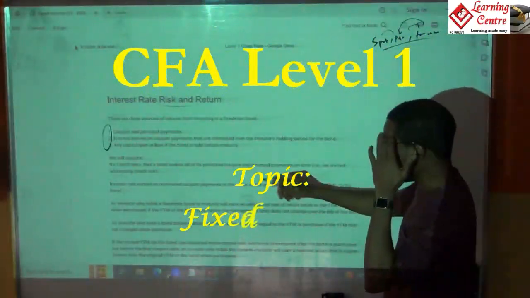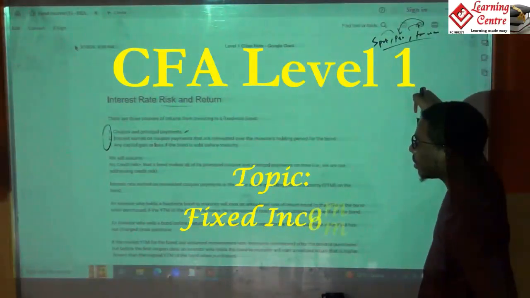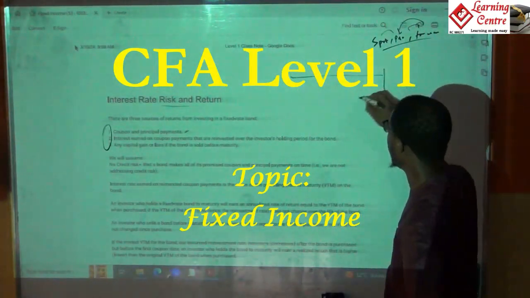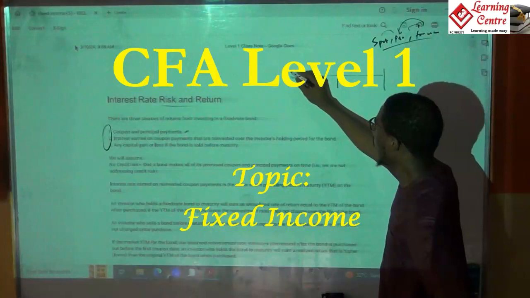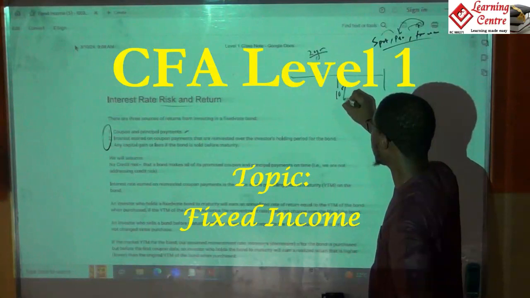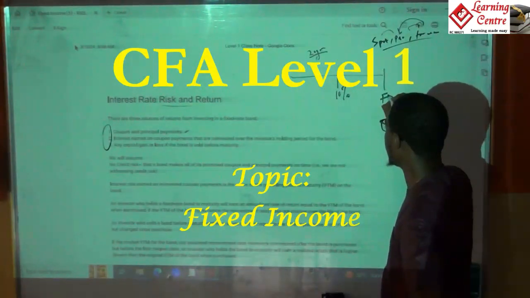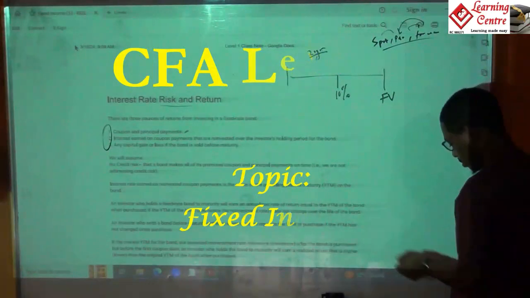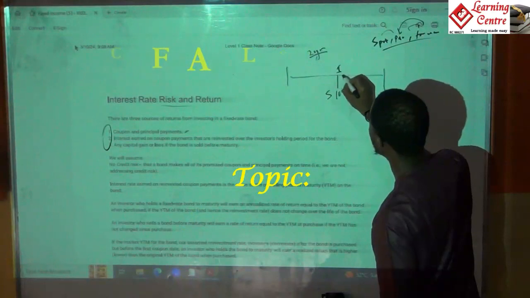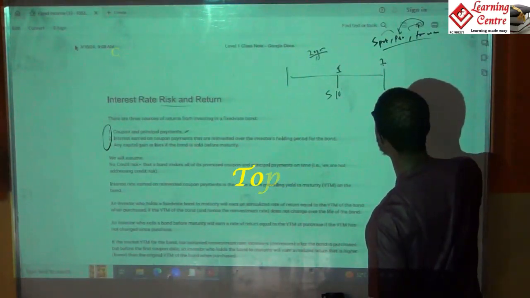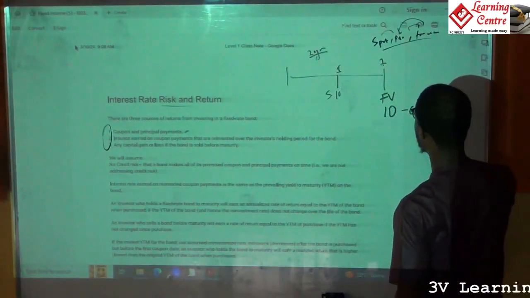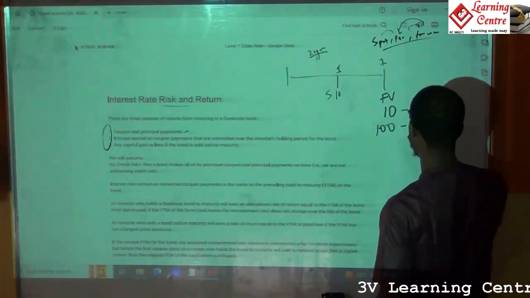We are moving on to interest rate risk and return. And we discussed earlier there are practically three ways in which fixed income instruments generate return for investors. We have coupon payment and principal payment. Then also, take for example, if I have a 2-year instrument that will pay 10% and pay the face value. Imagine I earn $10 in year 1, and in year 2 I will earn 110, which is $10 per coupon and $100 face value.